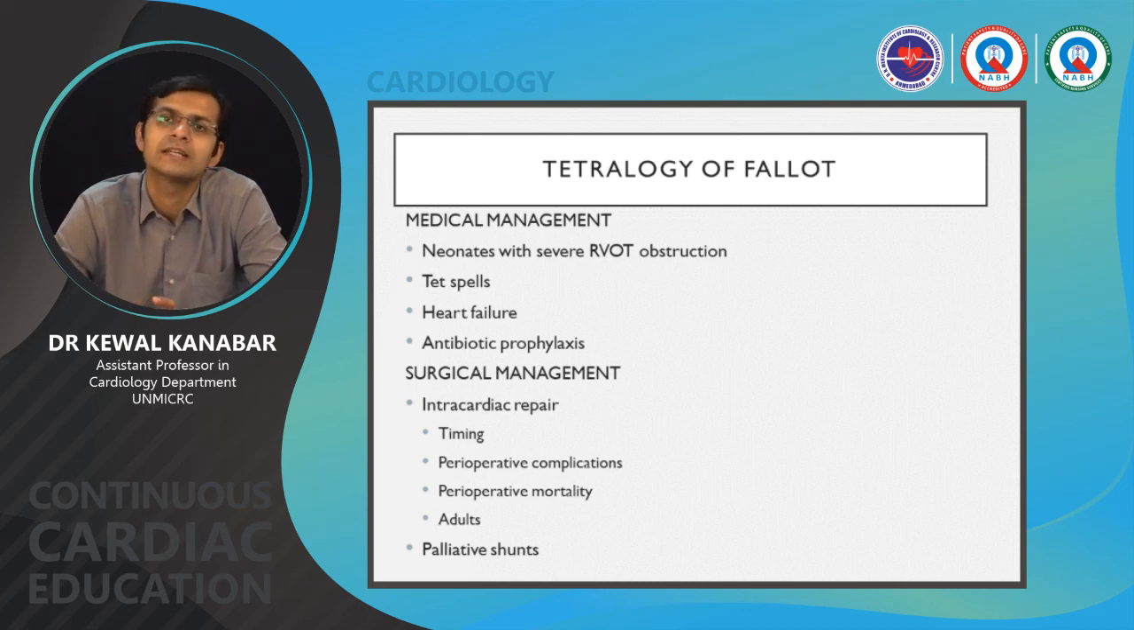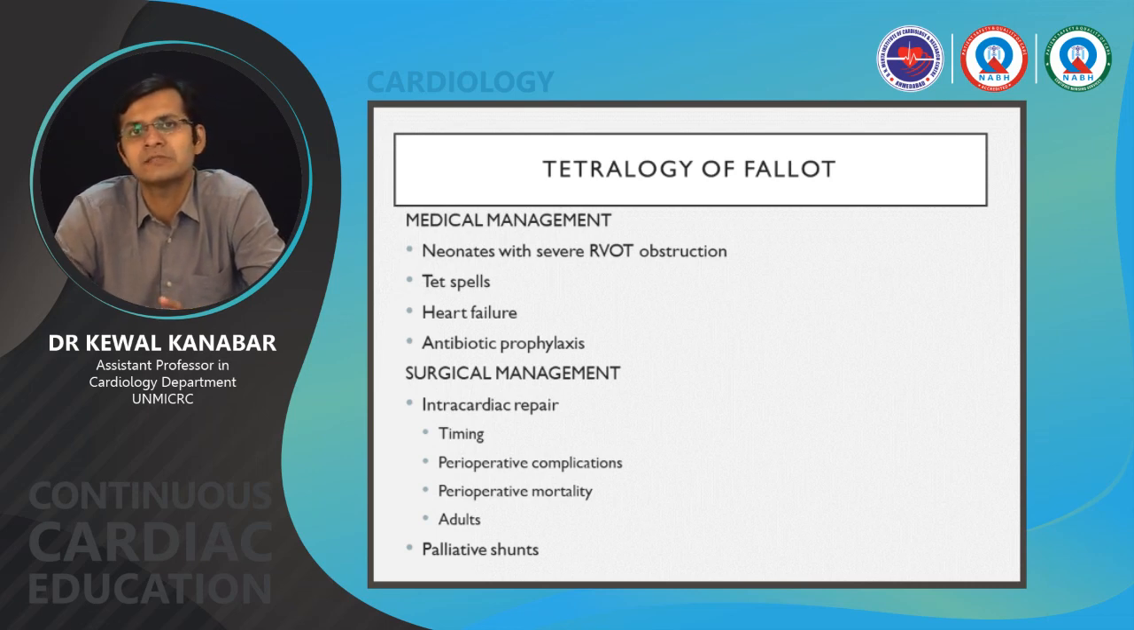So the guidelines say that TOF should usually be repaired by around 6 months of age, but it depends upon institutional practice. So in Western countries, as early as 3 to 6 months of age, a corrective surgery may be done, but in most centers in India, the corrective surgery is being done at around 6 to 12 months of age.